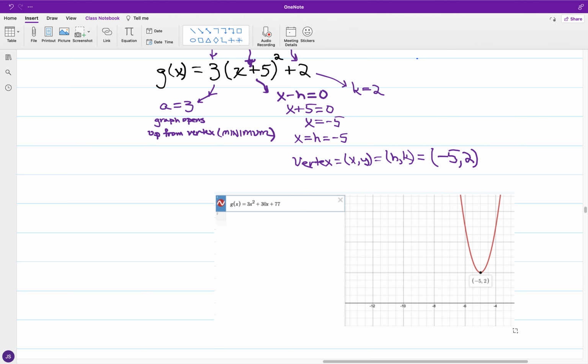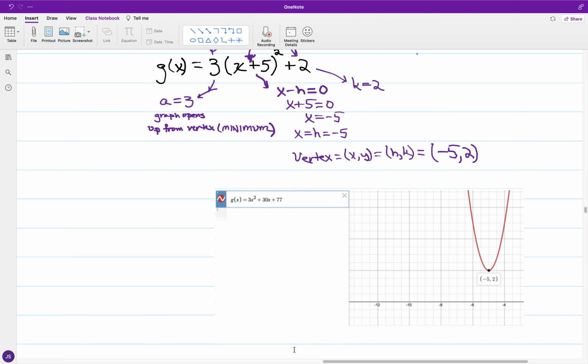you've got your graph of g of x equal to 3x squared plus 30x plus 77. And the vertex, again, we have at x equal to -5, and the minimum value or the y coordinate is going to be at 2. And everything else on the graph is going to be above.